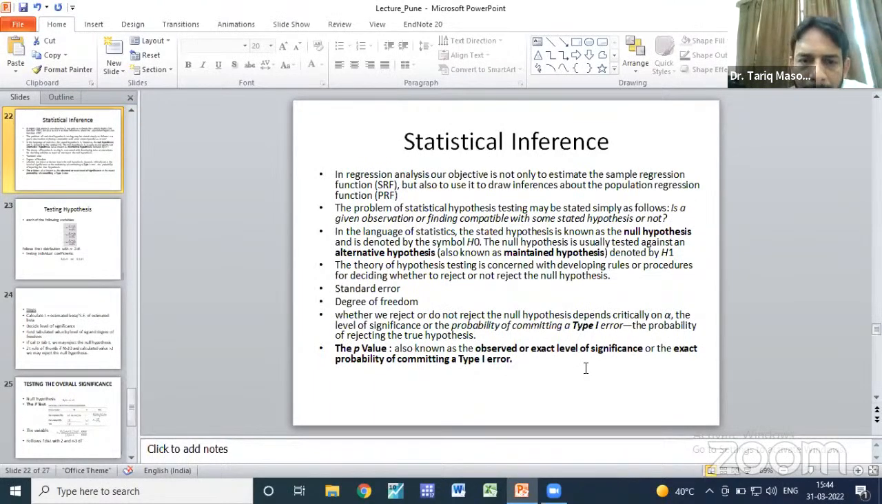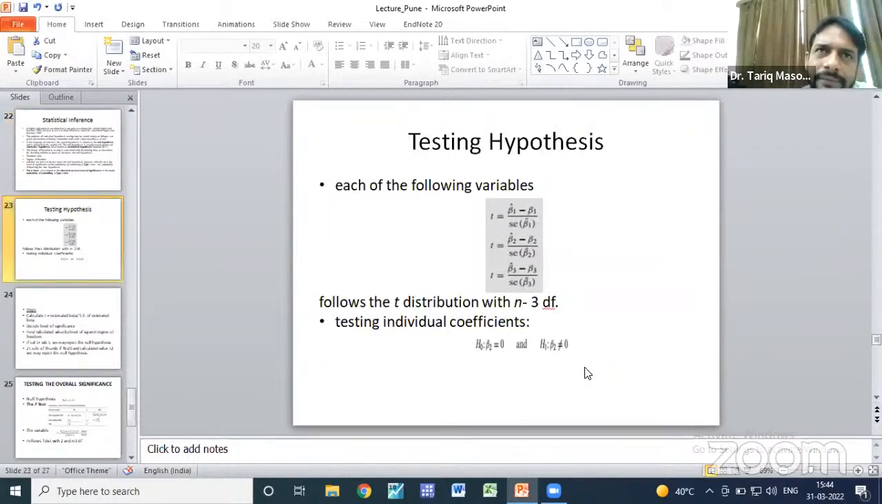Okay. Now, degree of freedom is very important in case of regression analysis. In case of simple mean analysis, it is n-1. We know that. In case of regression analysis, it is n-k, degree of freedom, number of observations that are free to vary. So n-k, n is number of observations, sample size, and k is number of parameters to be estimated. So in case of simple regression function, we have two parameters, beta 1 and beta 2. So it is n-2. Okay.